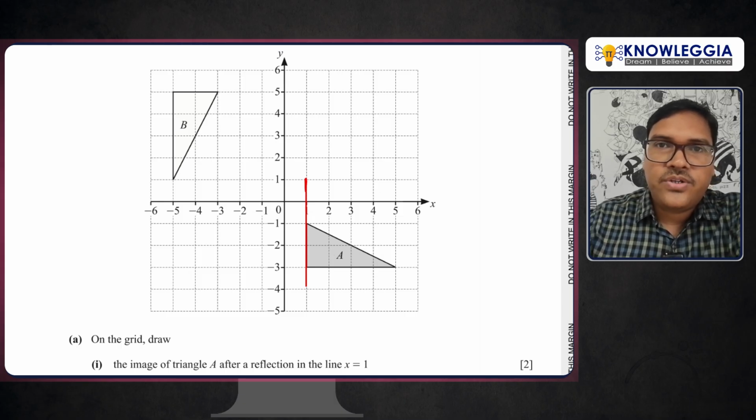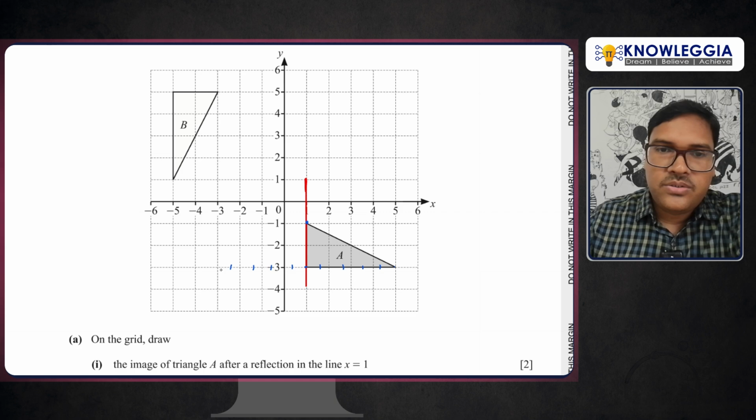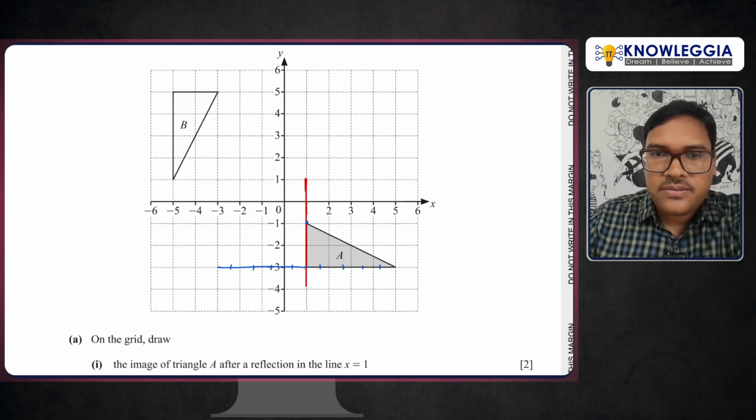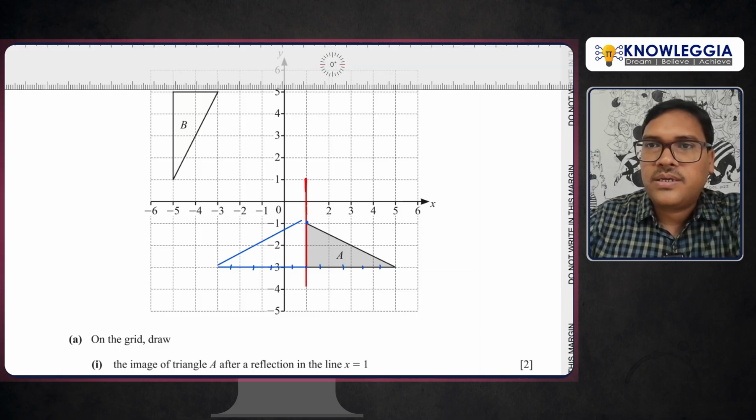Now for the image, we know that this point is on the mirror only. So this point will remain the same, right? But this point will shift to this side. So how many units do we have? 1, 2, 3, 4. So it will be 1, 2, 3, 4 like this. So what is the mirror image? Like this. Wait, let me draw it again.